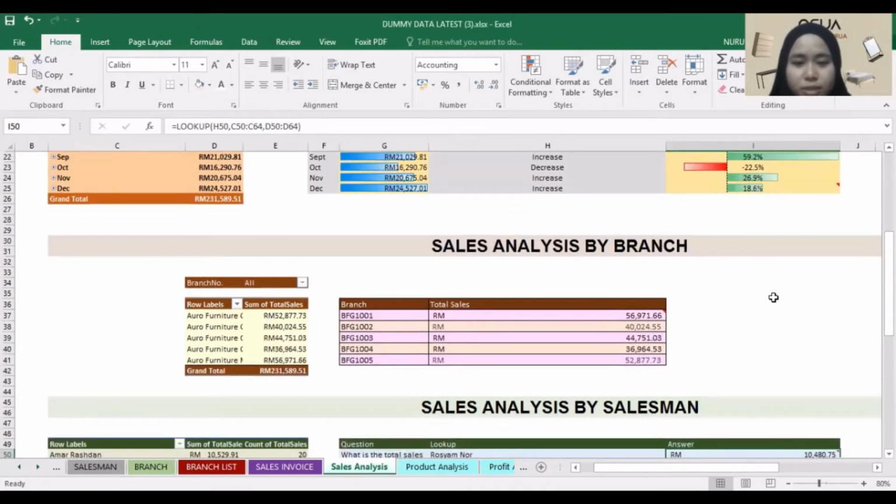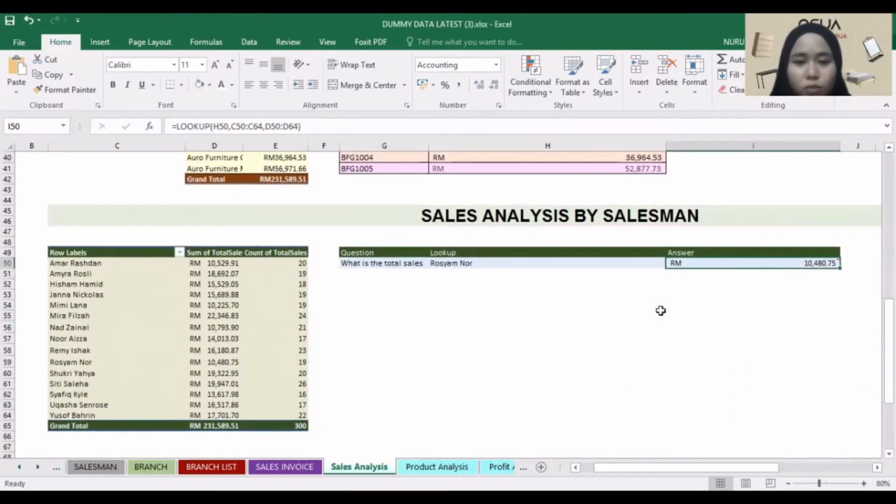Next is the sales analysis by branch. In the pivot table here, we are using the branch as the row label, and we are using total sales as the column value. And we are also using a sum if function to know the total sales for each branch.